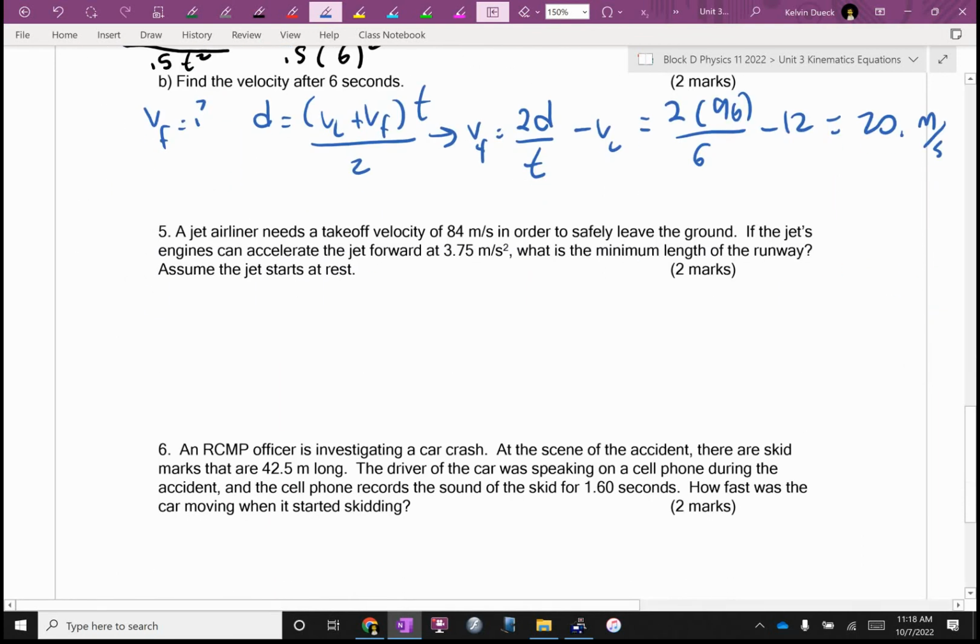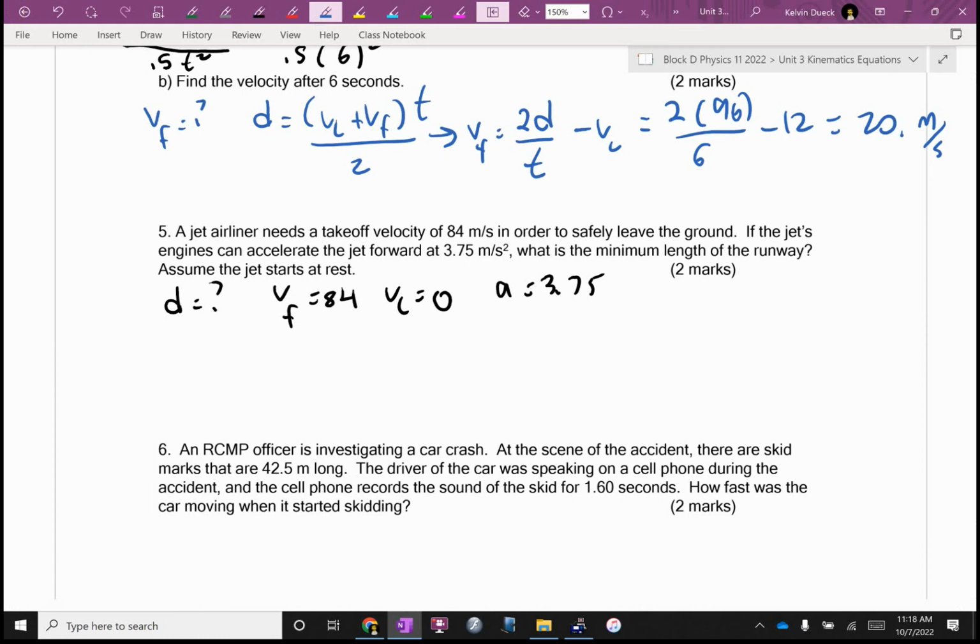Okay. This is one we did in our notes, I think, a nice application, runway lengths. So it wants the minimum length of the runway. I'm pretty sure it's asking me to find D. It looks like VF is 84. What's VI for every airplane that's ever taken off ever? 0. Here I did say, assume the jet starts at rest. I would feel okay now not telling you that in the question and expecting you to realize, you know what, I know that. And then A is 3.75.